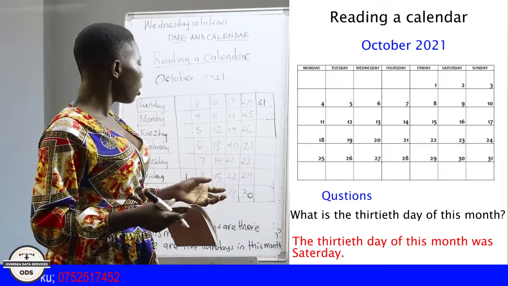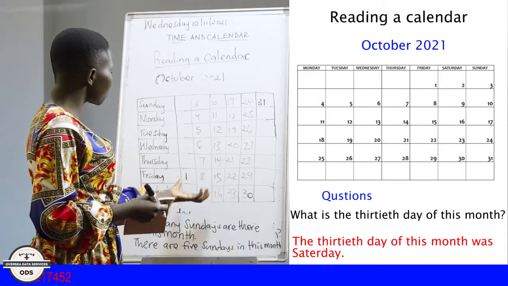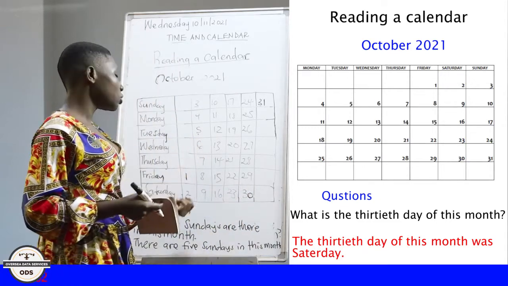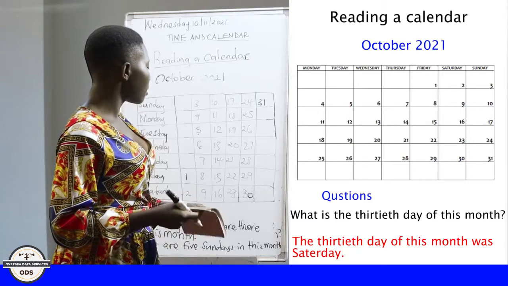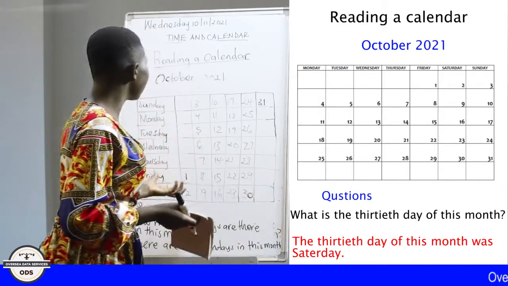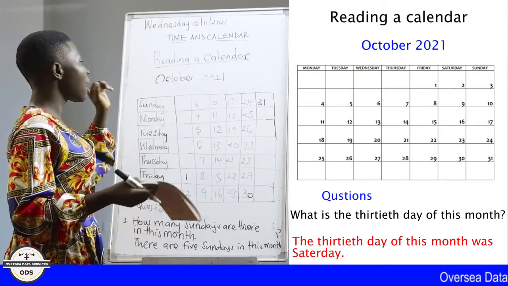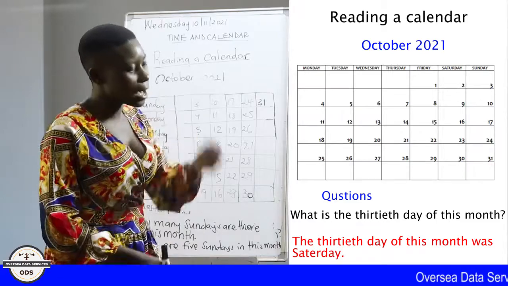For you to be able to read a calendar, you should be able to read the dates. And I told you how we read the dates, first, second, third, like that. And the days and the month. That's all about a calendar.